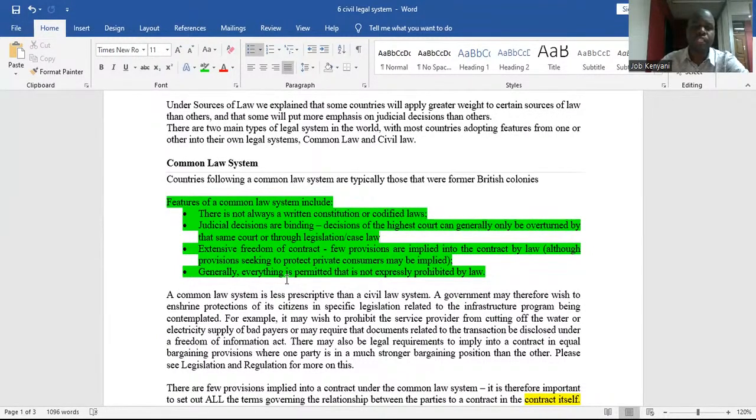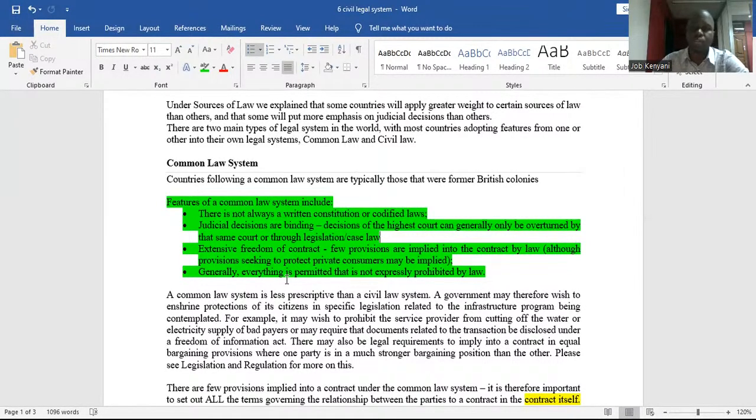So judicial decisions are binding. Decisions of the highest court can generally only be overturned by that same court or through legislation or case law. So they apply the case law. There's extensive freedom to contract, with no formal laws in terms of contracts. Everything is actually permitted that is not expressly prohibited by the law.